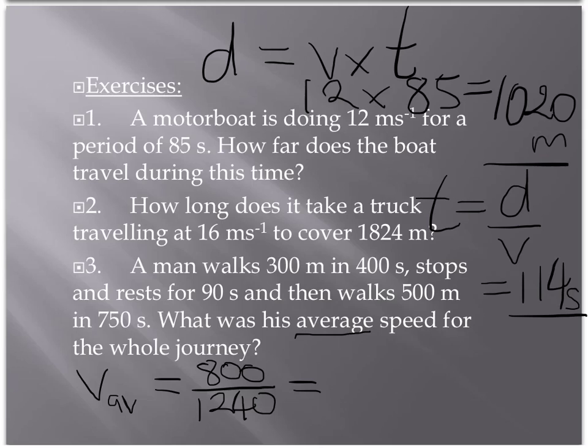So we write down v av for the average speed equals 800, which is the total distance travelled, divided by 1240, which is the total time taken, including the 90 seconds of rest. And you should get 0.65, just the two figures, meters per second.